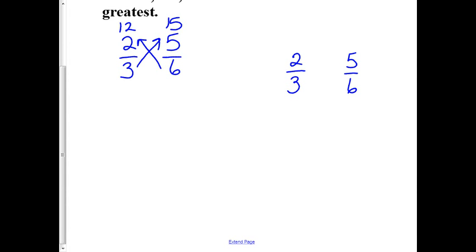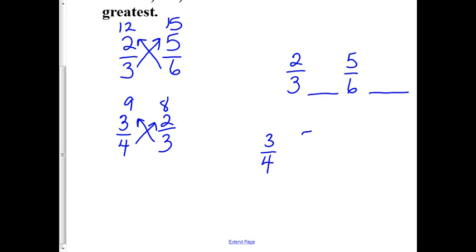Now I need to figure out where 3/4 goes. I can compare it to 2/3, and I'll find out that 3/4 is greater than 2/3. Well, that means 3/4 cannot come first, but it could be greater than 2/3, or it could be greater than 2/3 and 5/6. I won't know until I compare 3/4 to 5/6.